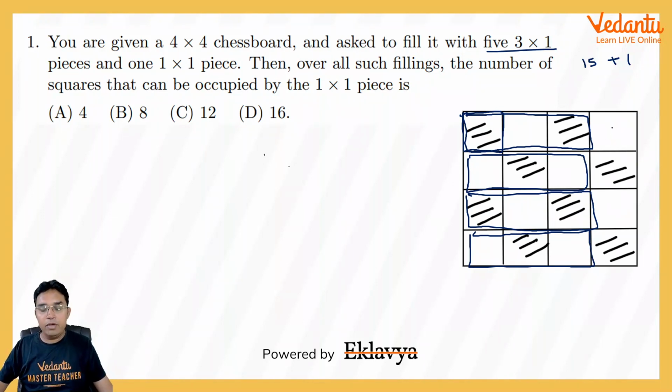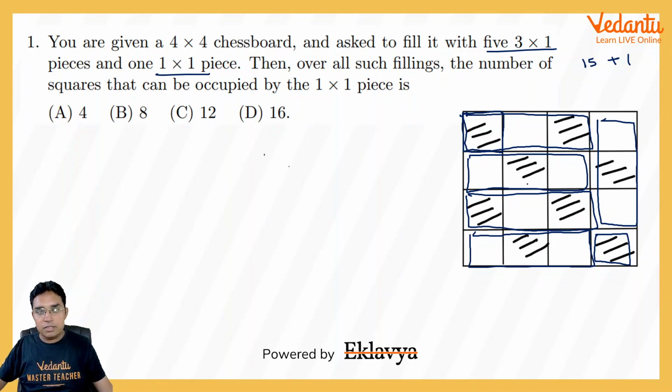Now I am having 4 boxes in this vertical column, all of them empty. So if I use the remaining 3 into 1 piece, I can fill 3 boxes like this, and the remaining one box of this 4 into 4 chessboard can be filled using the 1 into 1 piece this way. So you can see all the 16 boxes of this chessboard are covered using these five 3 into 1 and one 1 into 1 pieces. In this case, the 1 into 1 piece is occupying this corner space.